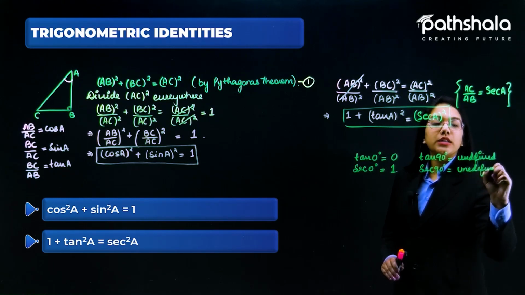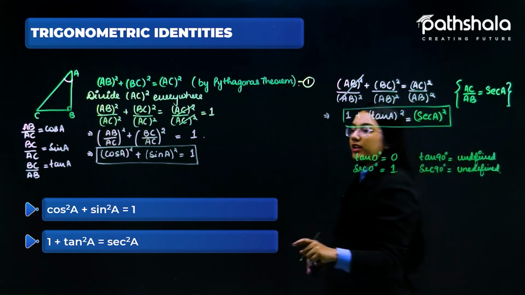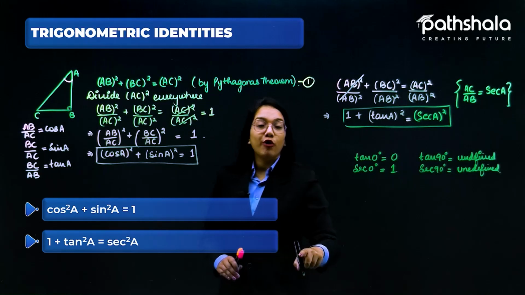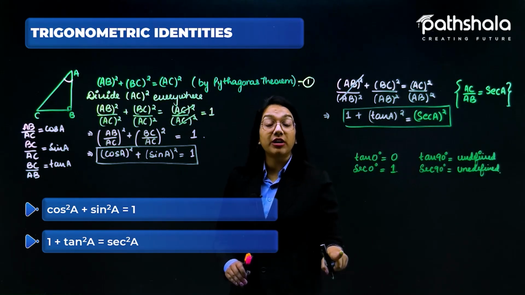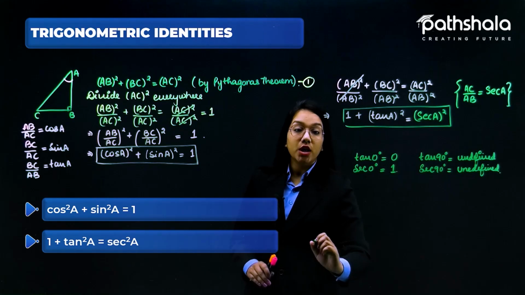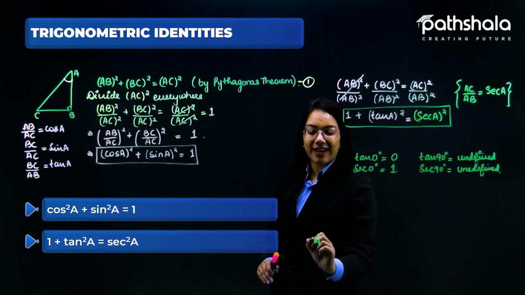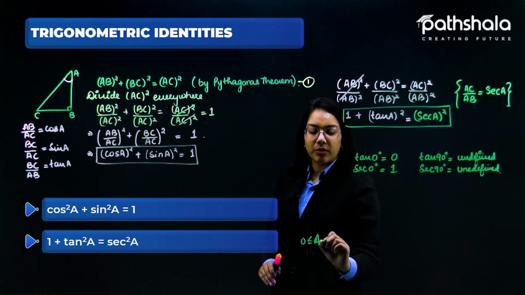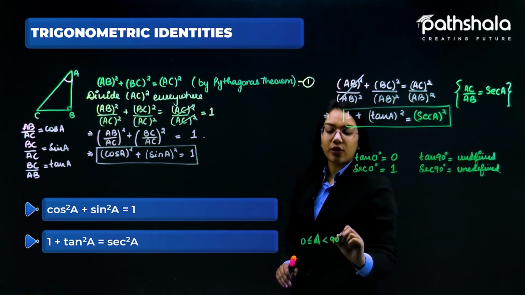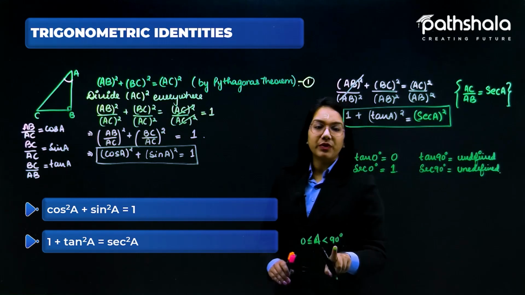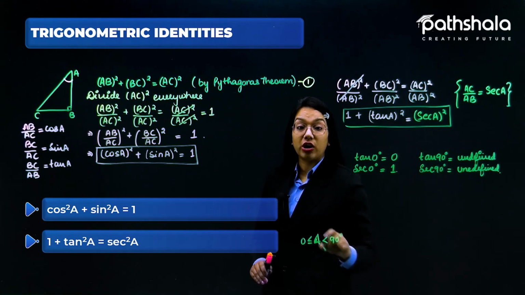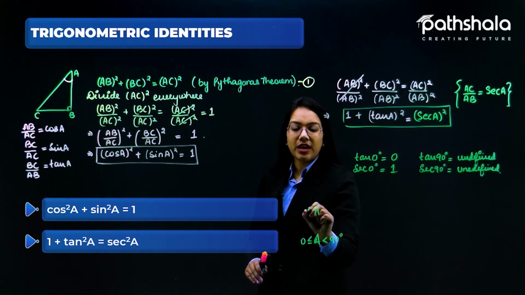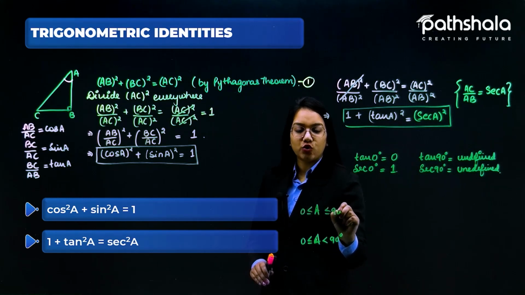So it means the second trigonometric identity holds for all the thetas lying from 0 to 90, but the 90 value won't be involved. Hence we can write that A is greater than or equal to 0 but less than 90 degree, because we cannot take 90 degree here, since tan 90 and secant 90 are undefined. For A lying from 0 to 90 degree, it is true for all.